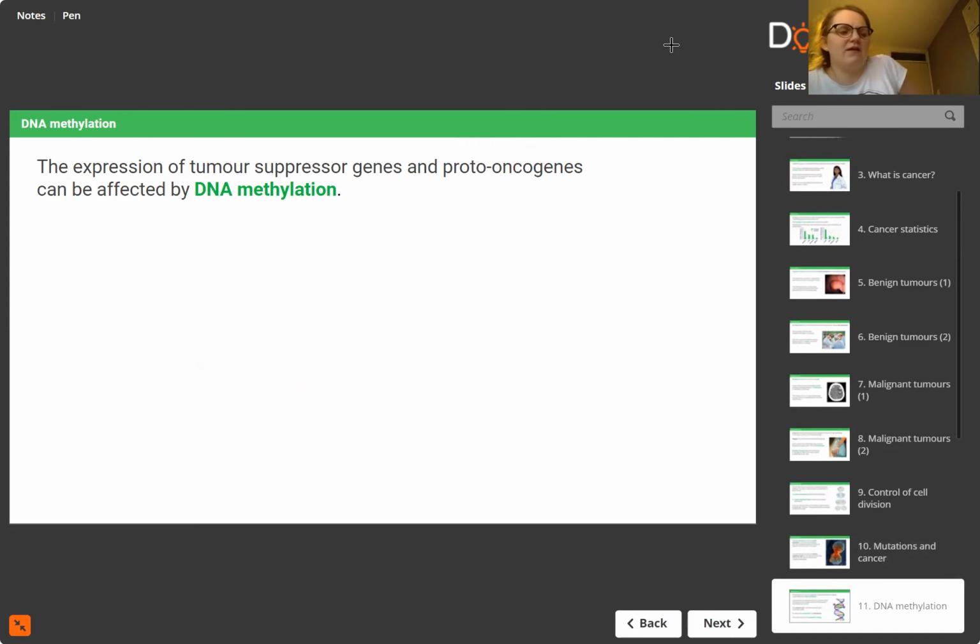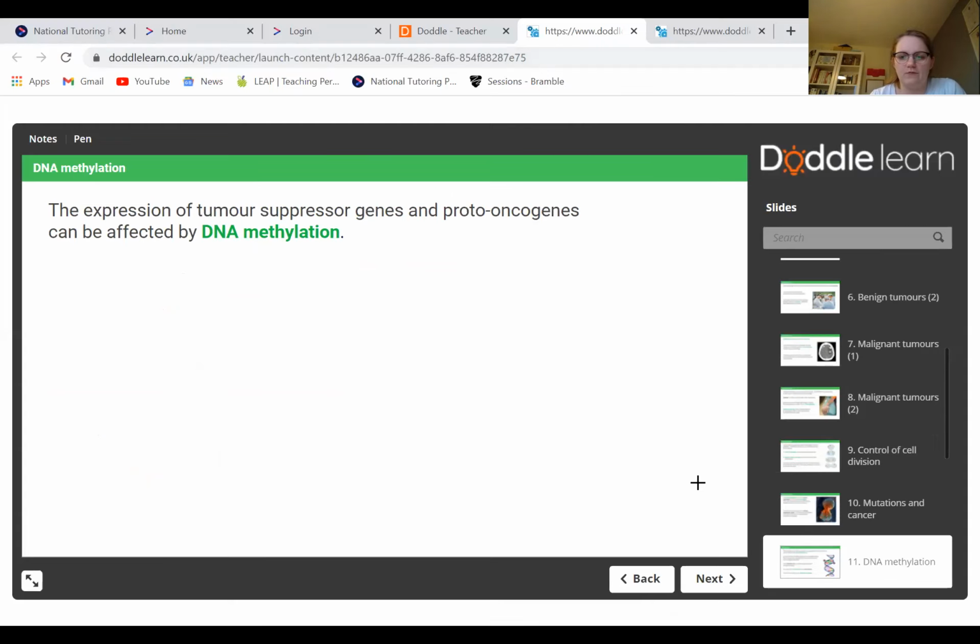DNA methylation. I mentioned this the other day. Before I do that, I just actually want to go through something about tumor cells before we do DNA methylation. I want to put in something randomly. Just going to make sure I'm sharing my screen to the right place.